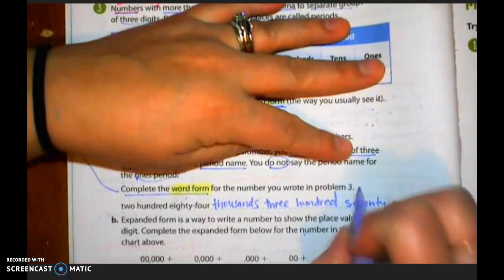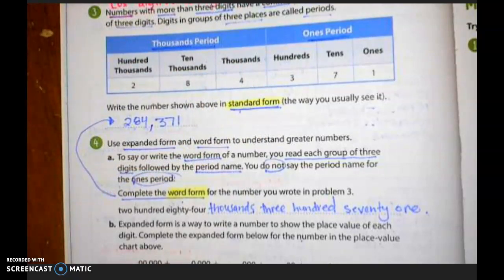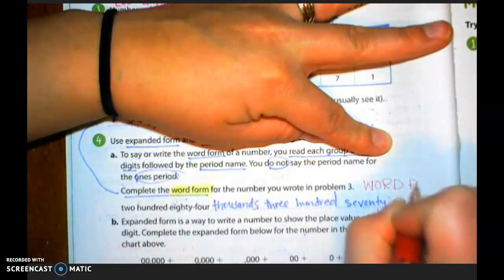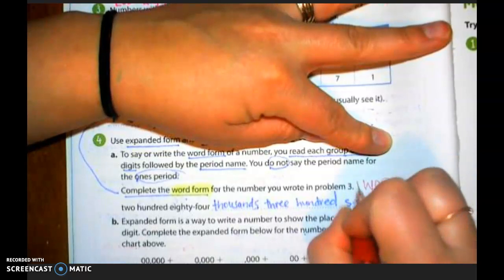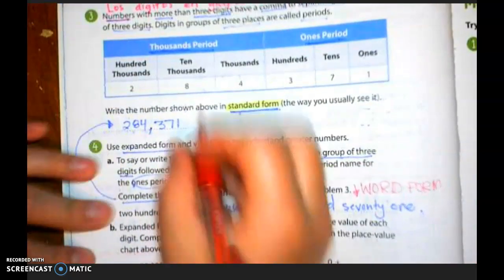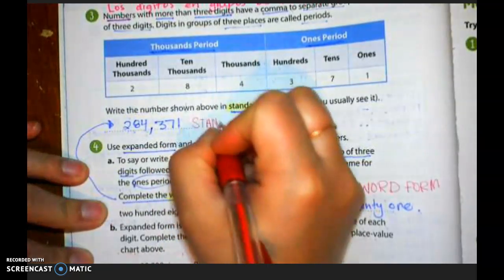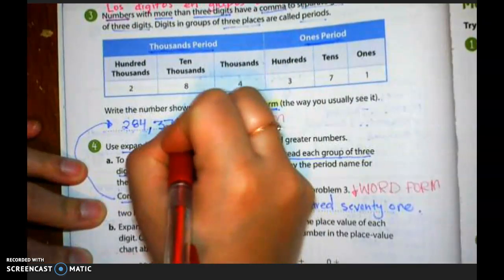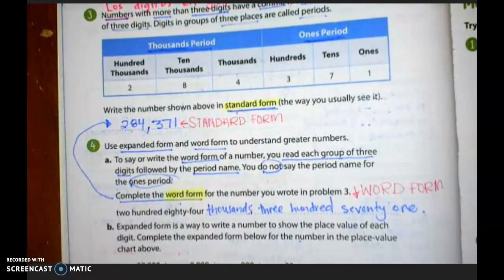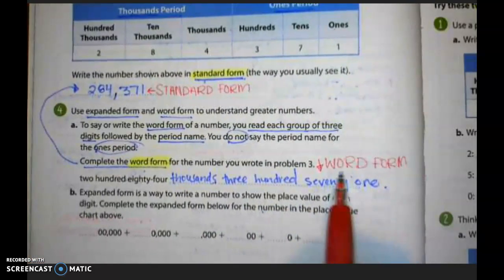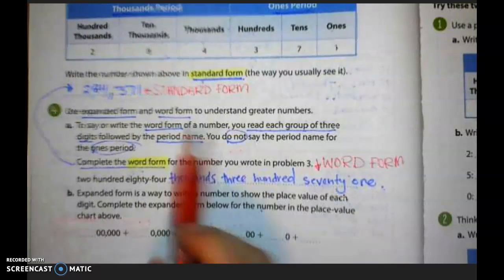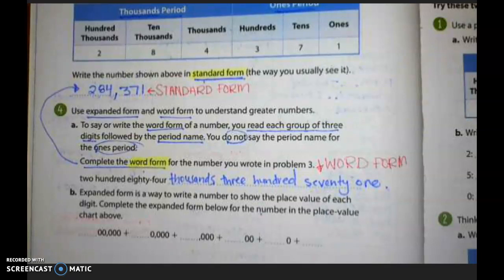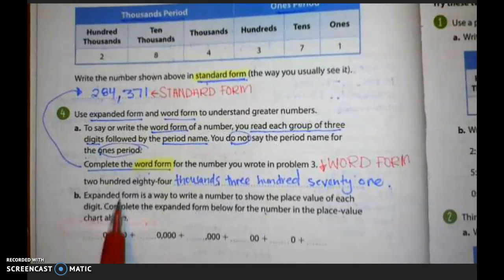Y luego ahí juntito quiero que le pongan, o si tienen una pluma roja, pongan word form. Word form. Y aquí también quiero que pongan standard form en todas las standard form en mayúsculas. Ok, so escriban eso por favor. Después que hayan puesto, esta es la palabra word form con una flechita aquí y standard form con una flechita acá en pluma roja o marcador rojo. Vamos a seguir acá abajo. So aquí nos dice expanded form.